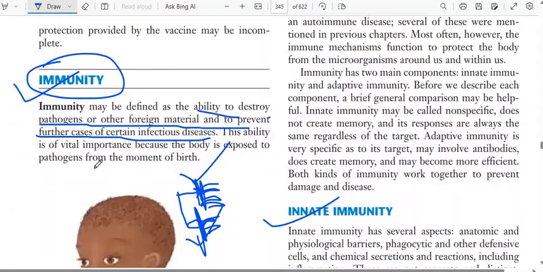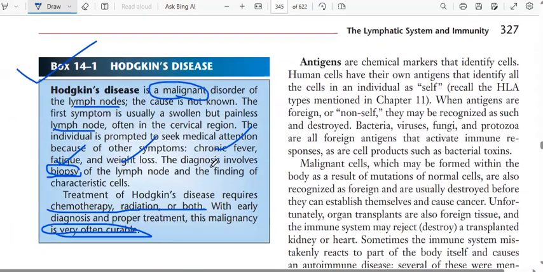Okay. This ability is of vital importance because the body is exposed to pathogens from the moment of birth. Allopathy, or modern medicine, thinks that in the external environment there are billions of pathogens which will destroy our body. To protect the body from pathogens, we need immunity. If the immunity is not good, we will destroy the pathogen directly by giving antibiotics.